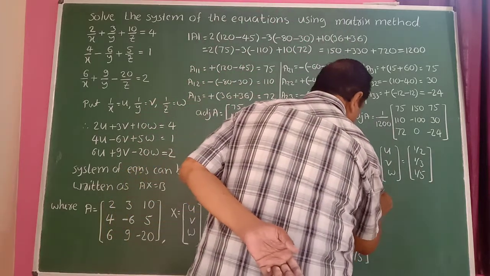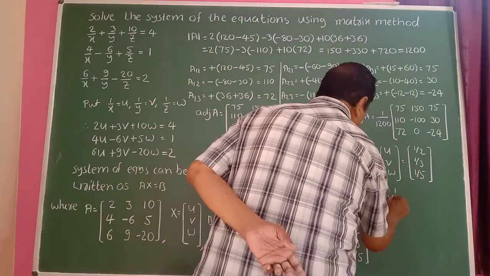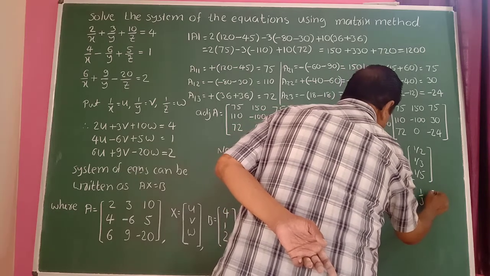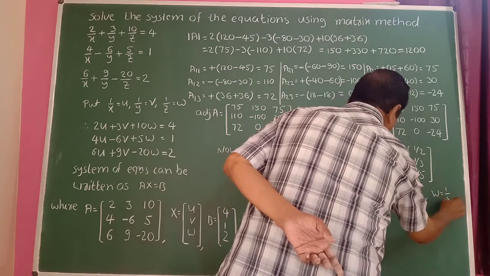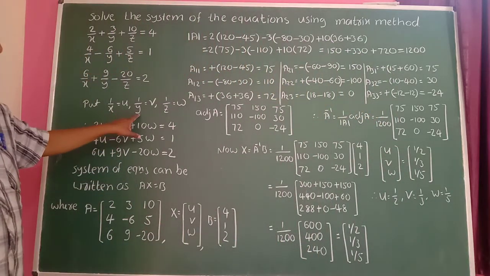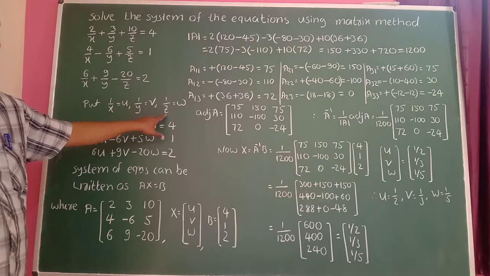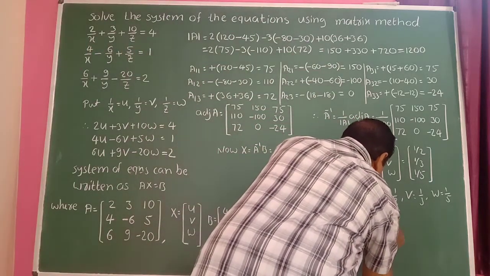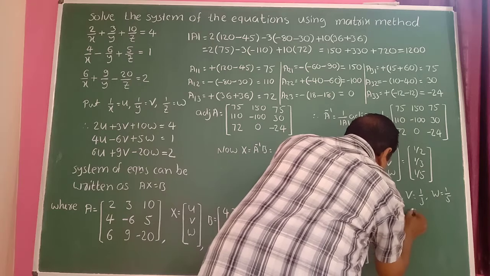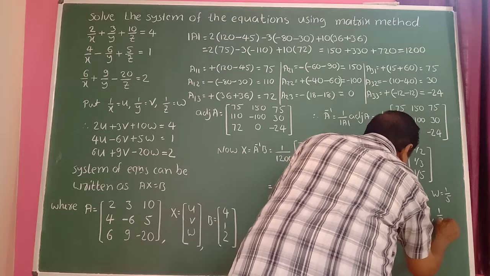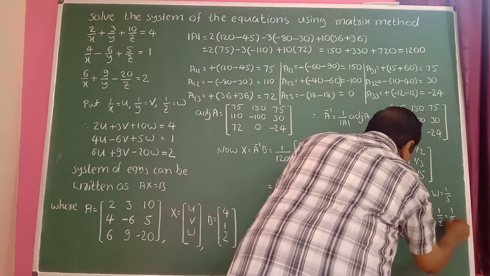u is equal to 1 by 2, v is equal to 1 upon 3, w is equal to 1 by 5. But here u is 1 by x, v is 1 upon y, w is 1 by z. Hence 1 upon x is equal to 1 by 2, 1 upon y is equal to 1 by 3, 1 by z is equal to 1 by 5.